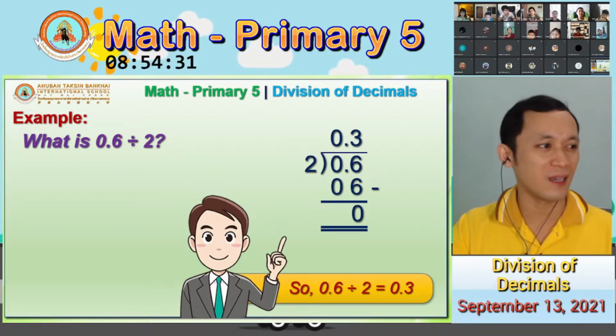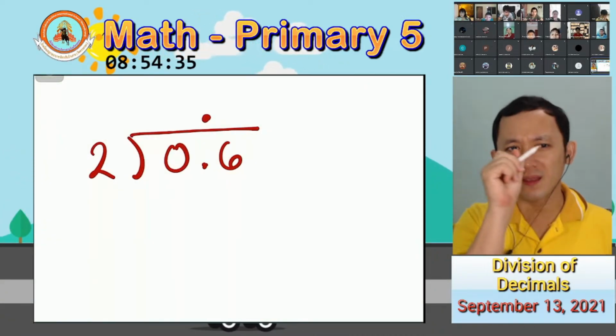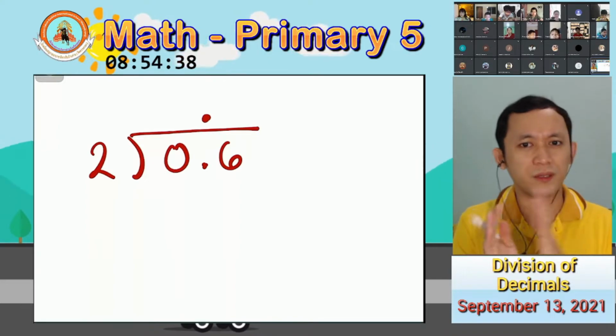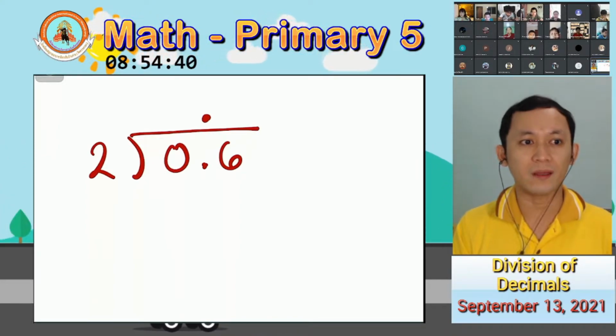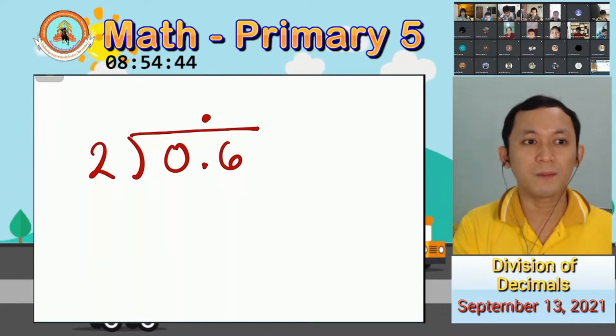Very easy. Now here, the same. If a student says, "Teacher, I want to write the decimal point so that I will not be confused, I will not forget." Yes, you can do that. So if you have your decimal point here already, you can just simply divide.